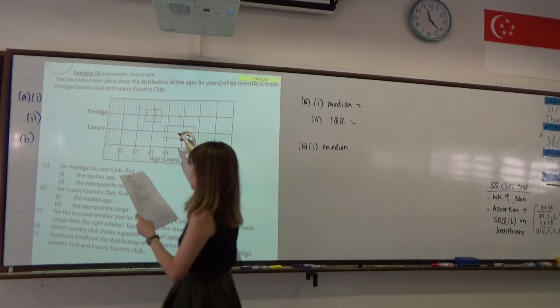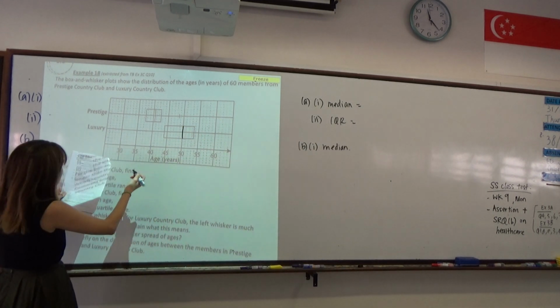Oh, this one cannot see, right? The median is supposed to be here. Sorry, the printing.